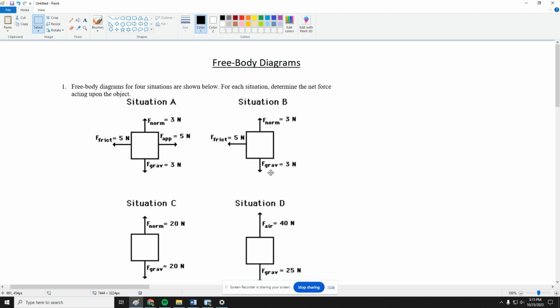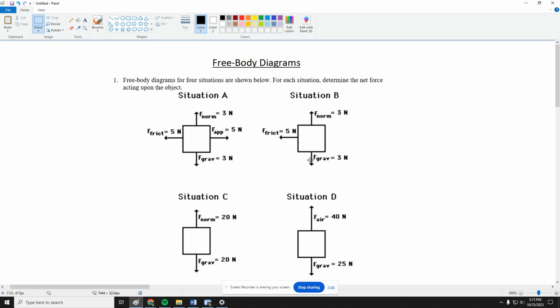So if I look at some of your problems from your paper at the beginning, this is the first problem. It says free body diagrams and force situations are shown below. For each situation, determine the net force acting on an object. So like I said, the net force is just the total amount of force on an object. And so if I look at situation A here, I can see that it has a force of 5 newtons pulling it to the left, a force of 5 newtons pushing it to the right, a force of 3 newtons pulling it up, and a force of 3 newtons pulling it down.